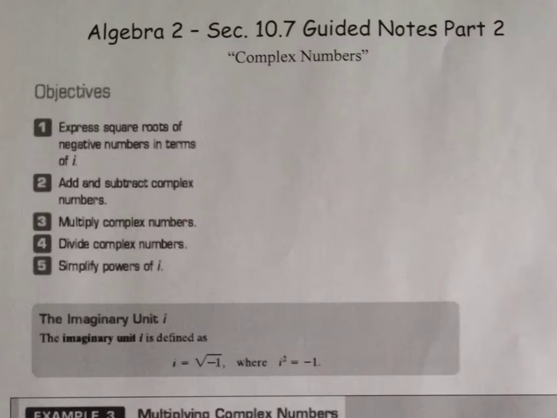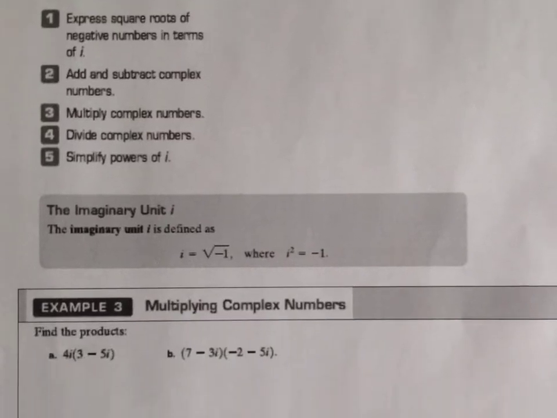And you have the imaginary unit i that we talked about in Part 1. It says the imaginary unit i is defined as i equals the square root of -1, where i squared equals -1. And this is the part that we're going to use more today. Actually, we're going to use both parts, but we didn't use this much in Part 1, but we're going to use it today in Part 2. The fact that i squared is a -1. So let's look at the first example.